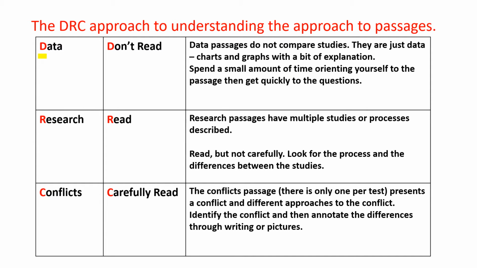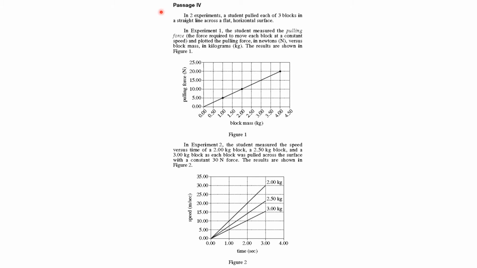Reminder, our DRC approach. So for data you don't read, it might be easier to remember: just don't read. You're going to quickly skim the charts and graphs and then go to the questions. So passage 4 might look a little bit like a research passage, experiment 1, experiment 2. If you treat it like that and read it a little more carefully, it's not a problem, but you can get through it quickly either way. This is a short one.